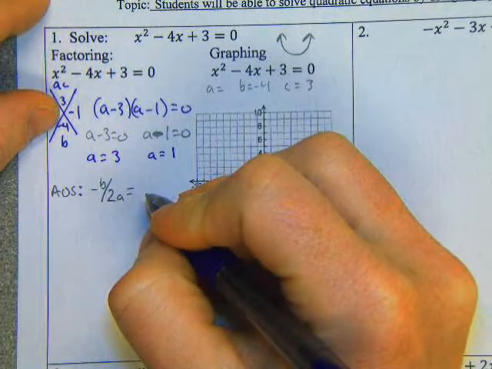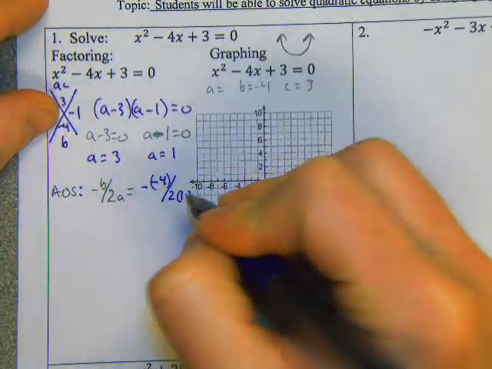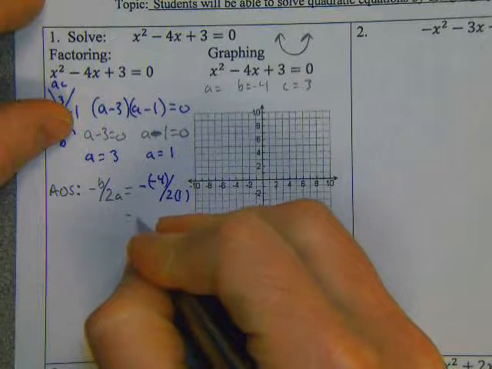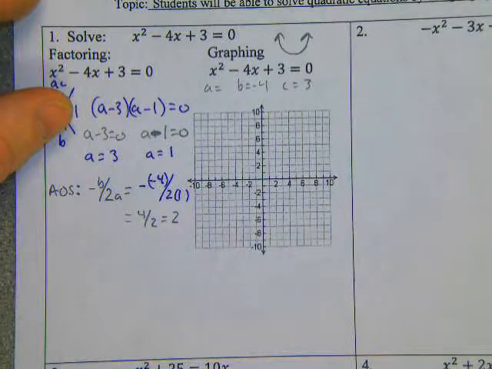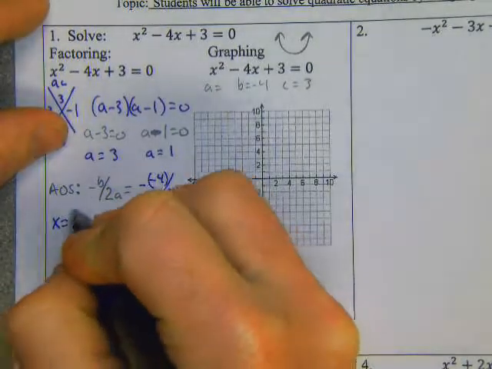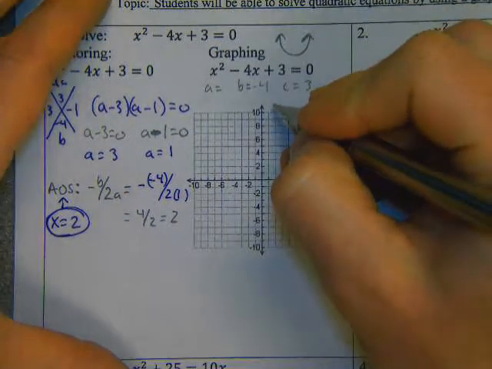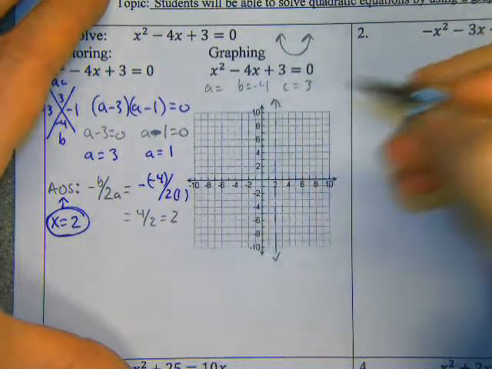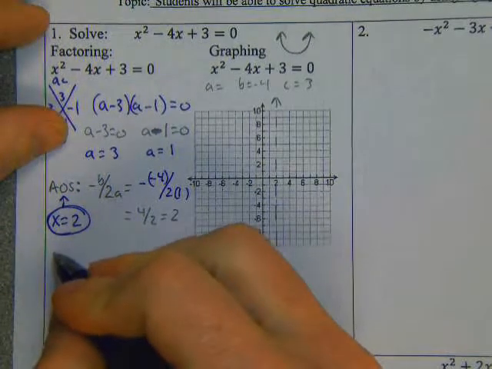Axis of symmetry is negative b over 2a, so -(-4) over 2 times 1. When I do that, I get 4 over 2, which is 2. So my axis of symmetry is x = 2. Sketch that in. That's going to be my mirror point, my reflection. And I'll just get to work.